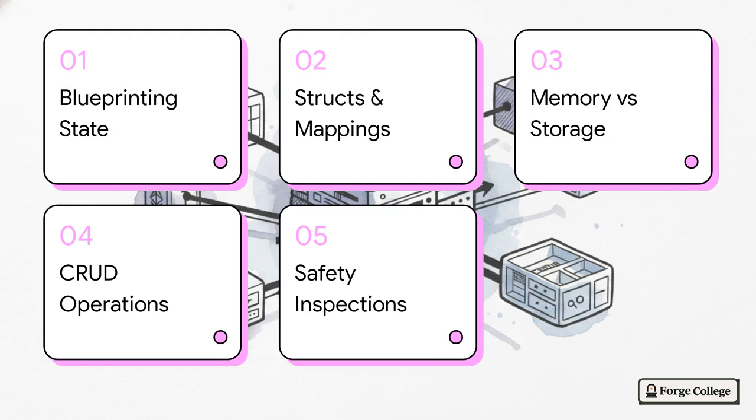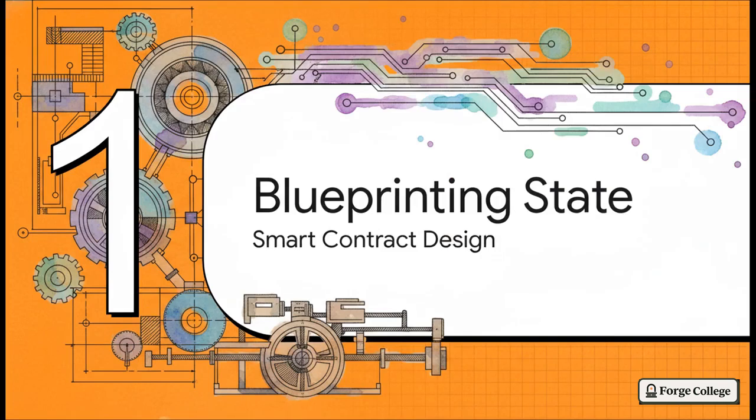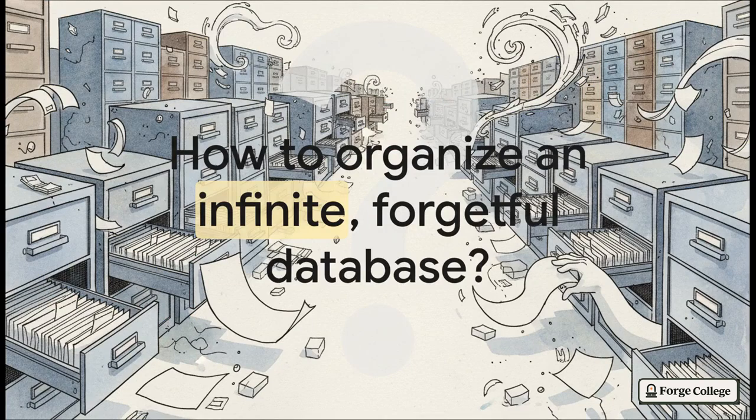We'll cover blueprinting state, structs and nested mappings, memory versus storage rules, building CRUD operations, and we'll finish up with safety inspections and pitfalls. All right, Section 1, Blueprinting Smart Contract State. So you might be wondering, how exactly do we organize an infinite but totally forgetful database? Think of Solidity mappings as this massive amnesiac filing cabinet. It doesn't keep an index of its folders, and it happily just hands you a blank piece of paper if it can't find what you're actually looking for.